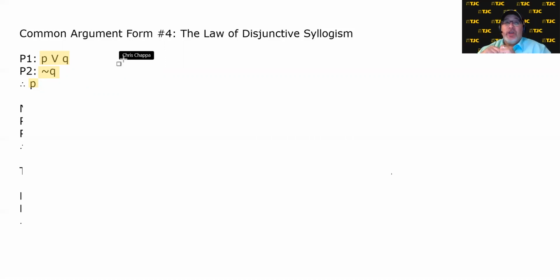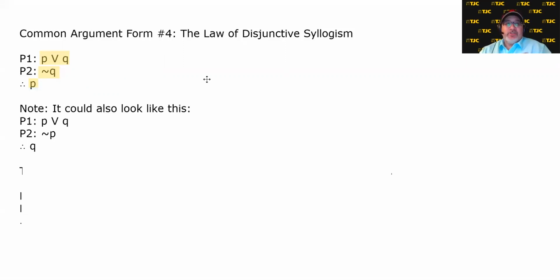So the conclusion is saying, oh, it must be the other part that's true. Now, this one does come in two flavors, because it could also look like this. Your first premise is a disjunction, P or Q. Your second premise is the negation of the first statement, not P, and so your conclusion is Q. It's a little tricky to summarize this one symbolically, because the second premise says one of the first two statements is negated, and the conclusion is the other statement that wasn't negated.